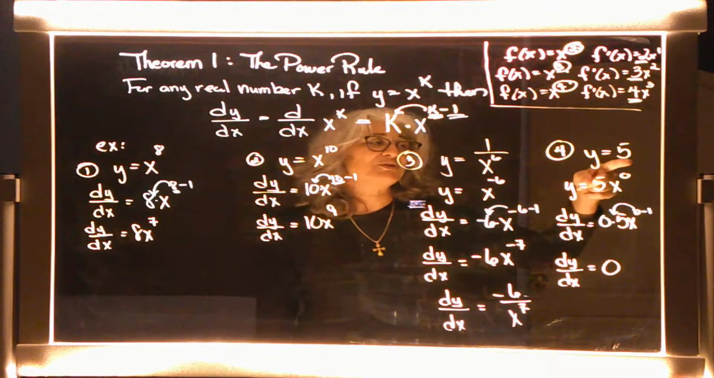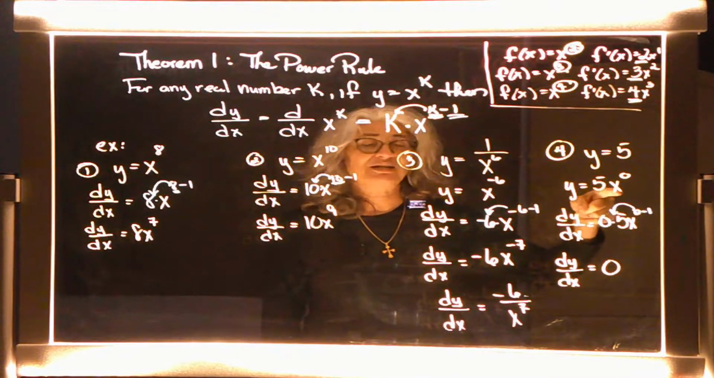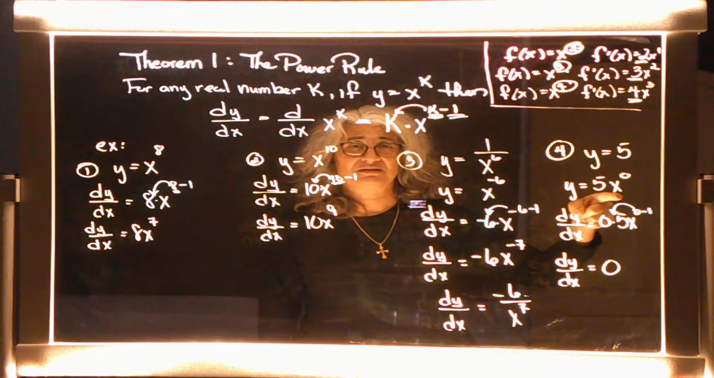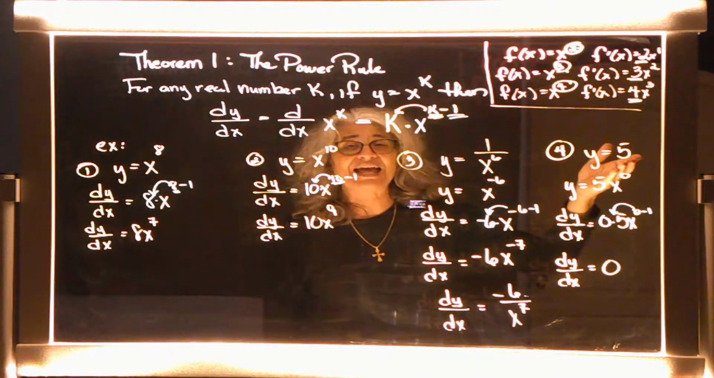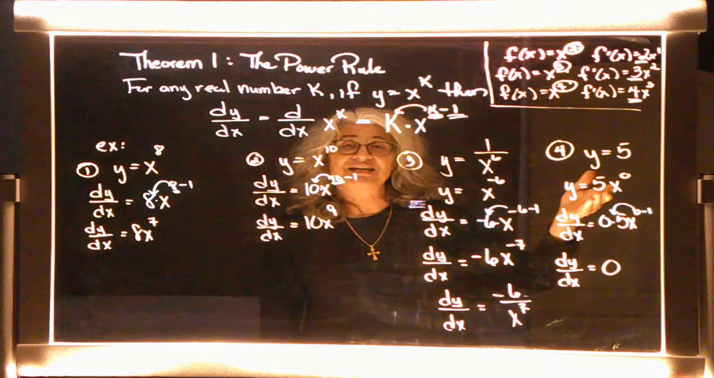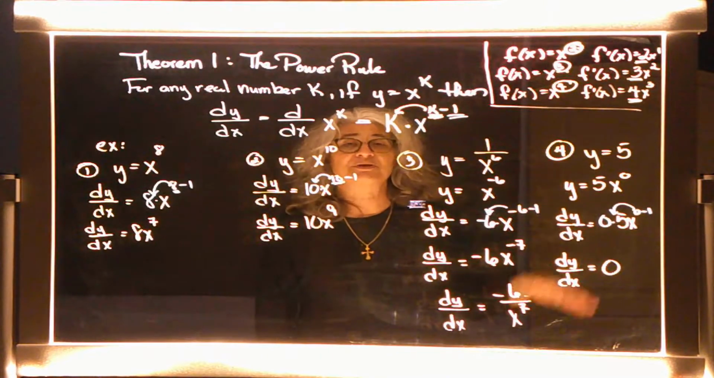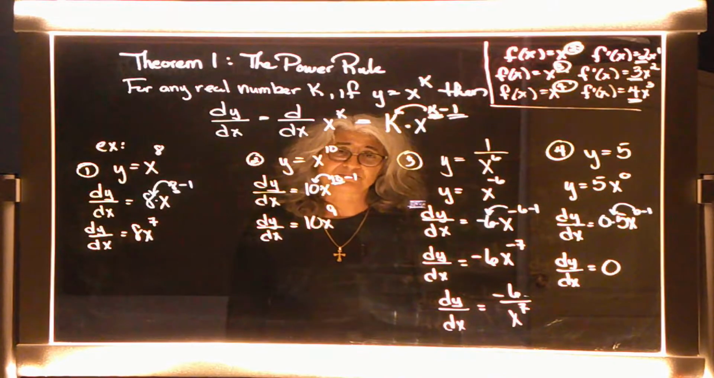What happens if this was a 3? This would be 3 times x to the power of 0, wouldn't it? Same thing, 0 in front. I would still get 0. What if this was a negative 10? This would be negative 10 times x to the 0. 0 would come in front. I'd still get a 0, wouldn't I?